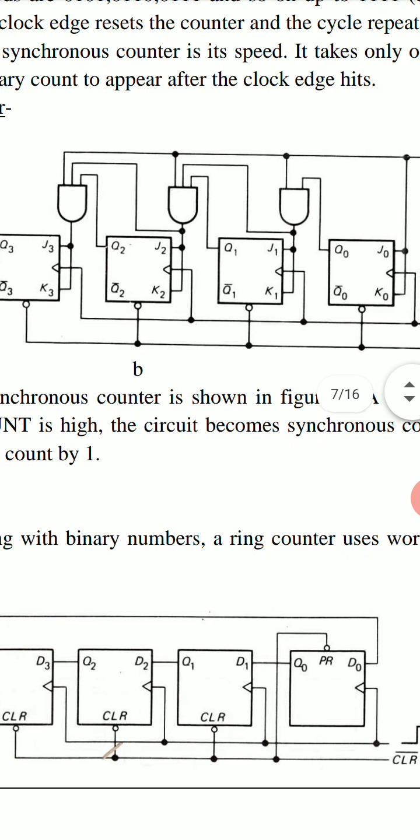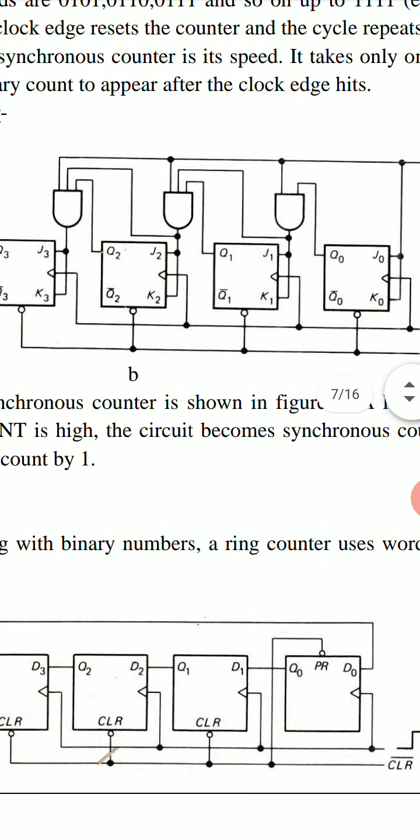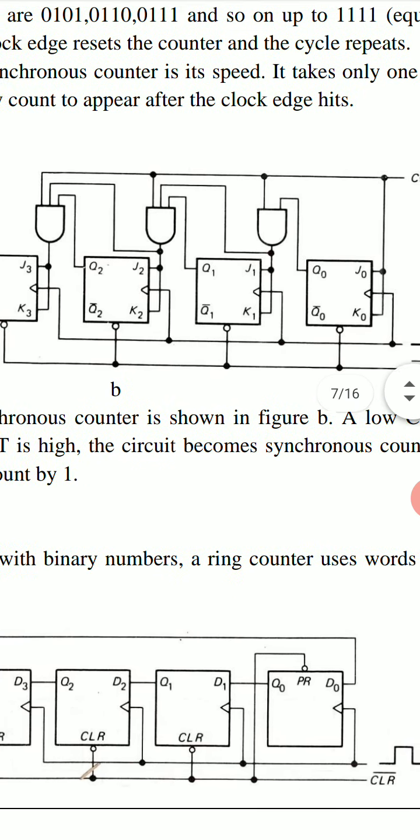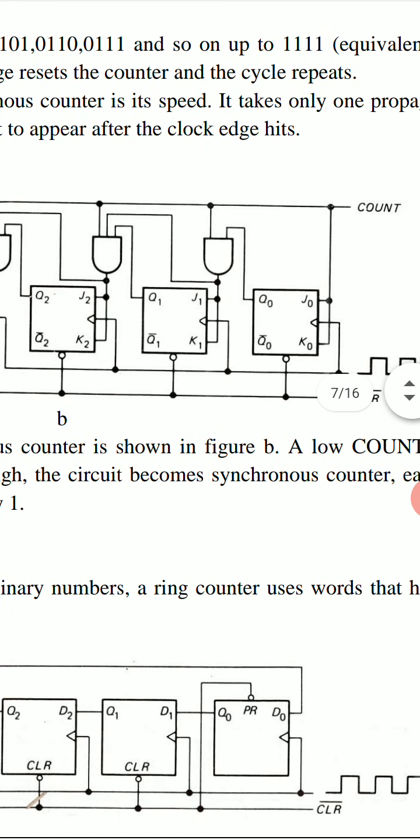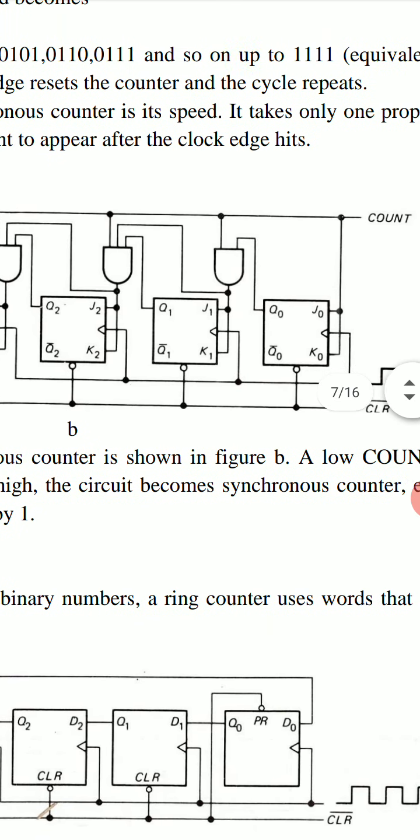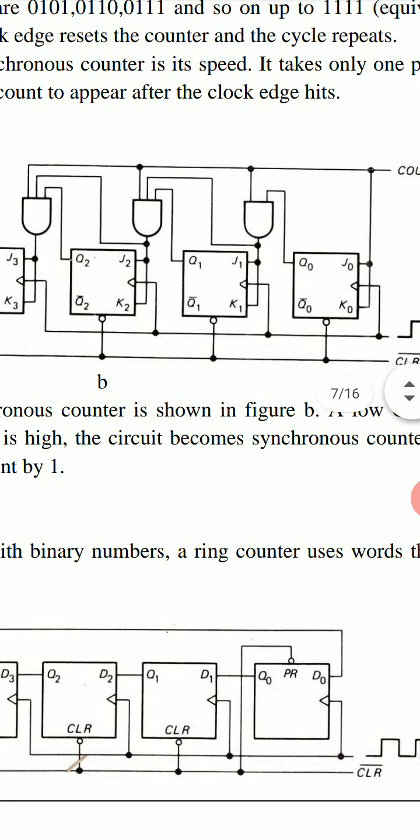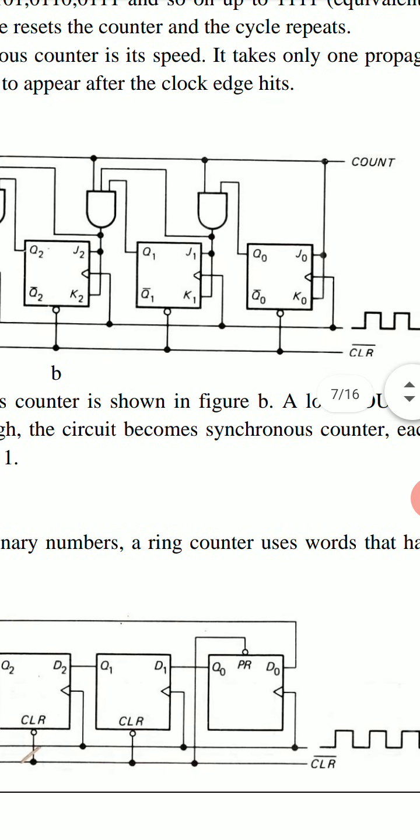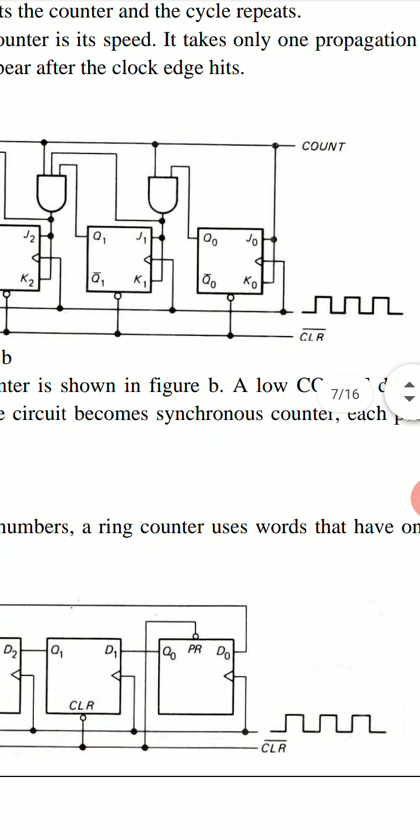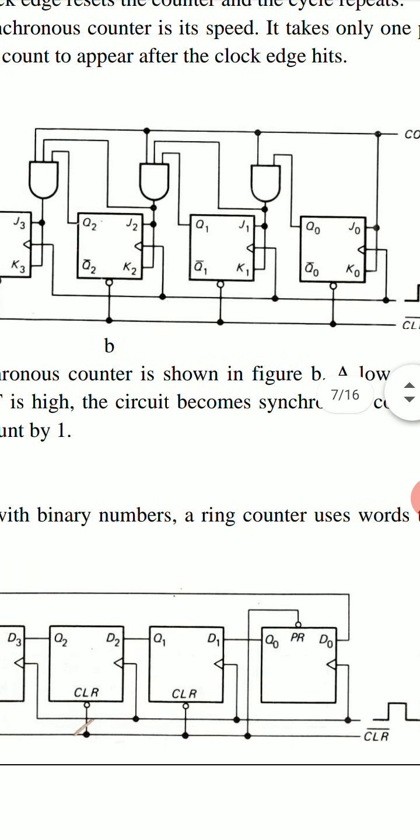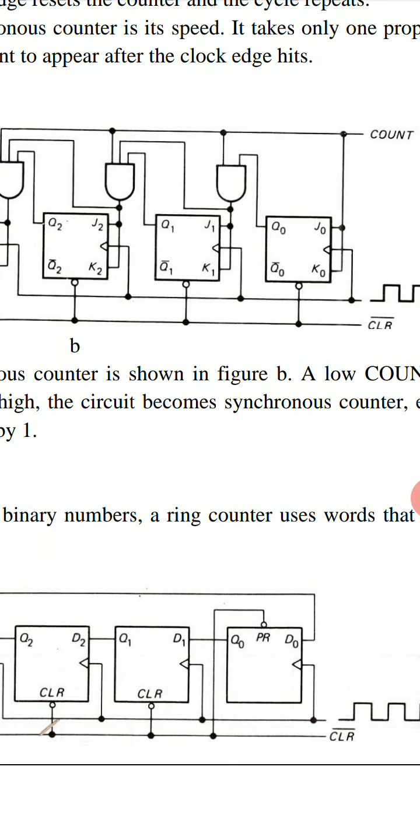Here we use 3 AND gates as shown here. In the previous case we had only 2 AND gates. Now here we use 3 AND gates. The count signal goes to all 3 AND gates.